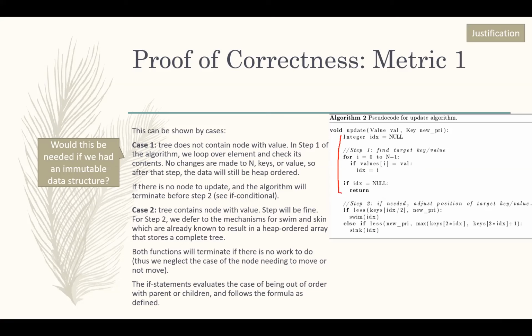Versus over here for case two, we're saying, okay, maybe there is something in the tree that needs to be changed. What can I do? Well, I'm basically going to defer to sink or swim. So I check to see, is the element that I'm looking at bigger or smaller than what I expect to be there? And depending on that, I defer to sink or swim.